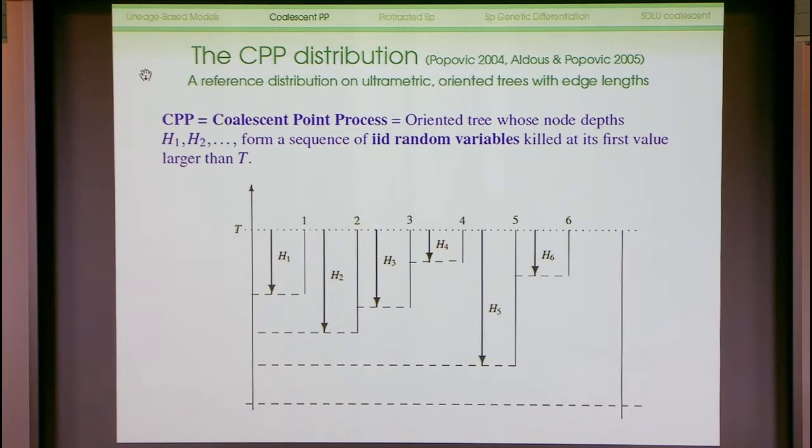So you draw all these random variables, and then you draw all these horizontal edges. They are not dashed lines, they are really the lines that indicate the genealogy here. And you have what is called the coalescent point process. So the coalescent point process is uniquely characterized by the common distribution of these node depths.